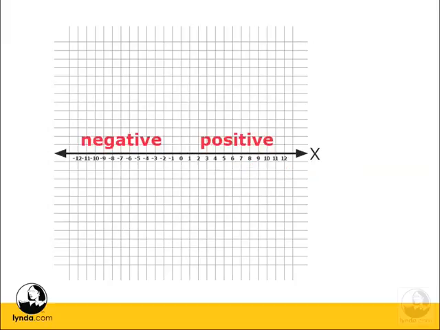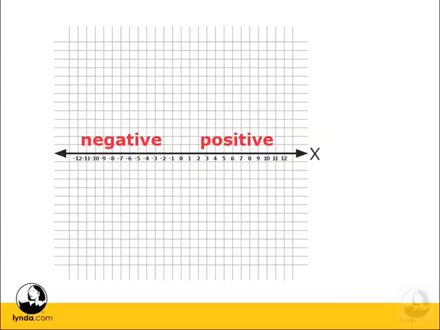AutoCAD maintains our accuracy through the use of baselines. The first baseline I want to talk about is a major east-west baseline, otherwise known as the x-axis. Now, the x-axis is also a number line, and any value to the right of 0 is considered a positive x. Any value to the left of 0 is considered negative x.